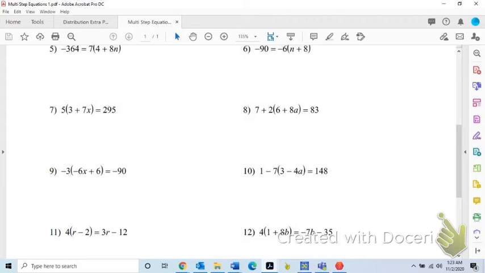So number 5, same general idea. Go ahead, hit pause. Give everyone a couple minutes to work on it. Once people are done, then we move forward. So go ahead, pause.